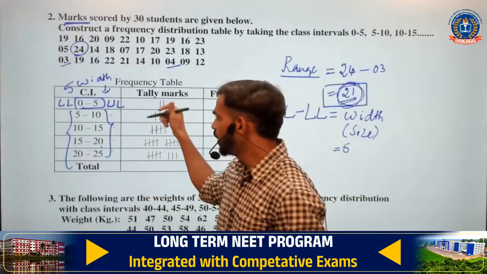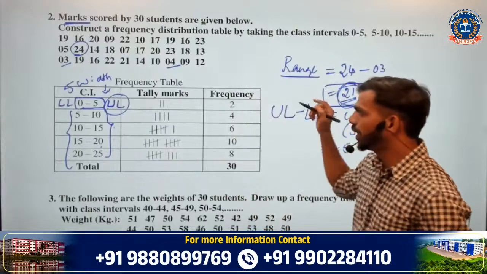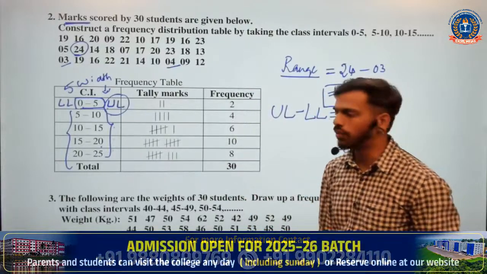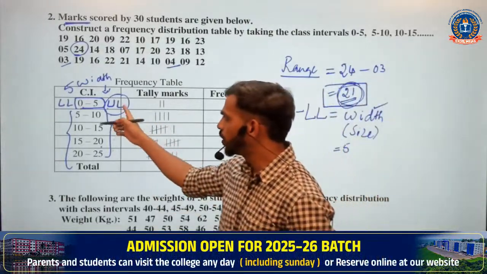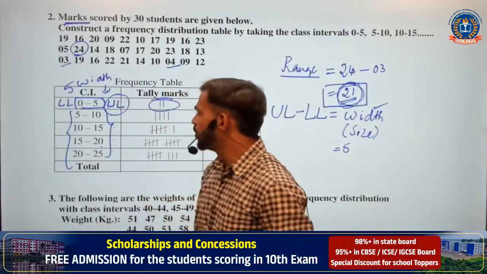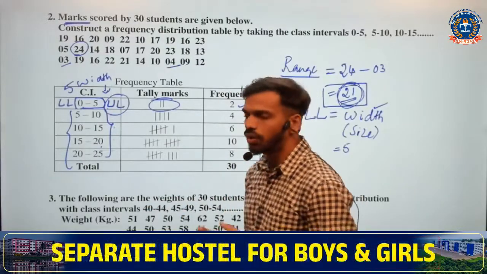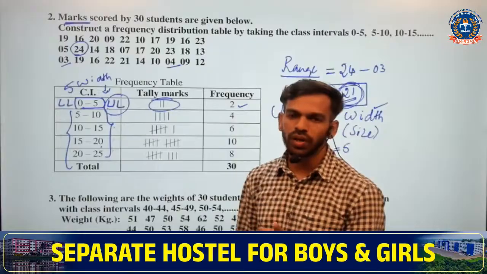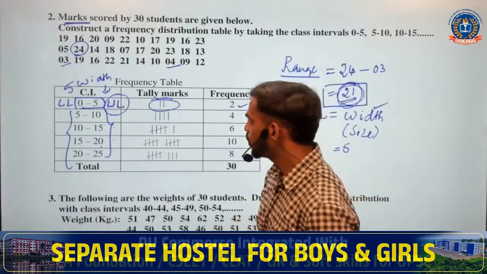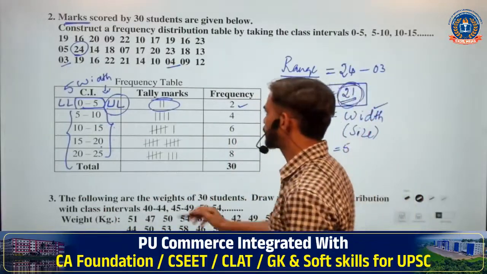Again, you should remember what is width, range and class intervals, what is upper limit, what is lower limit. Here we have tally marks and frequency. That means 0 to 5. Now we should consider how many are there in 0 to 5. Before that, look here.